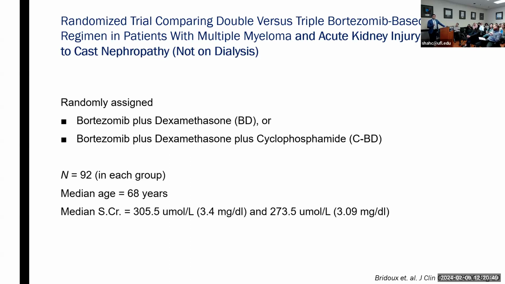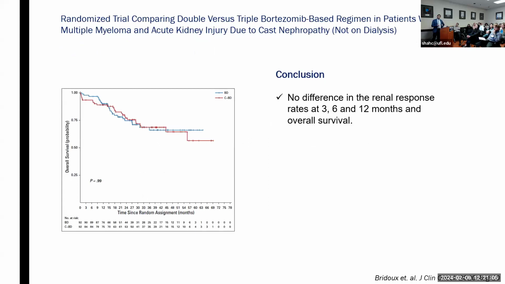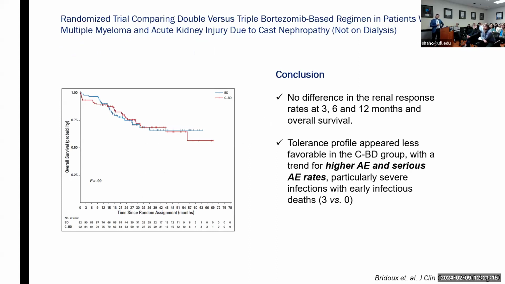They included almost 92 patients in this study, in each group, and the median age was almost 68 years. Median serum creatinine was around 3 to 3.5 milligram per deciliter, not statistically significantly different. What was their outcome? The survival was not different, and renal outcomes were also not different. At 3 months, 6 months, and 12 months, there was no difference in renal outcome whether we used a combination of cyclophosphamide with bortezomib and dexamethasone. Plus, there were more adverse reactions and serious adverse events, including death, in patients who were given the cyclophosphamide regimen in addition to bortezomib and dexamethasone.